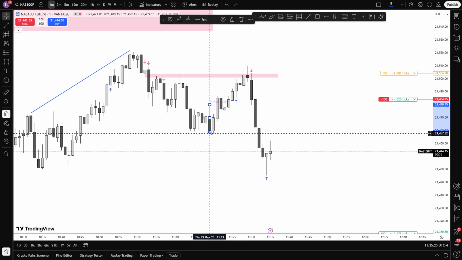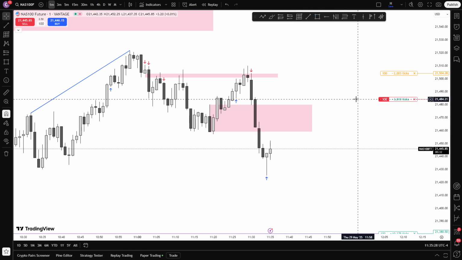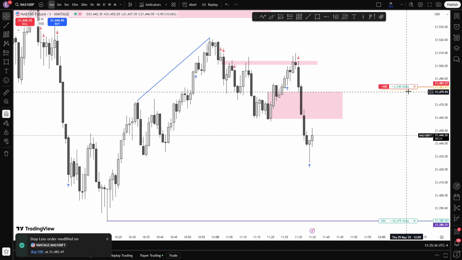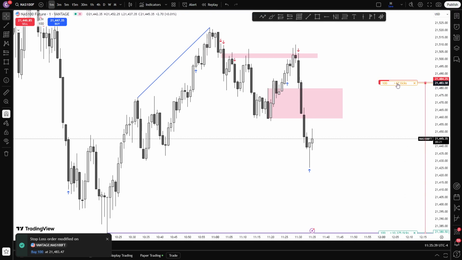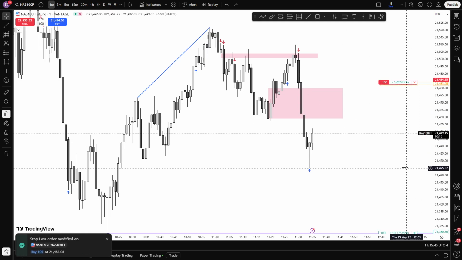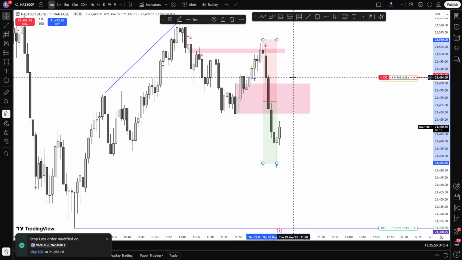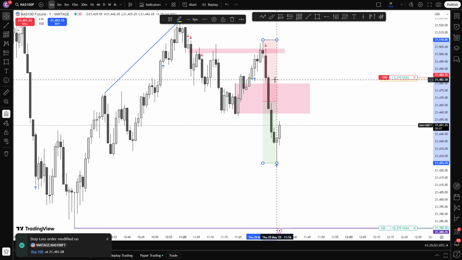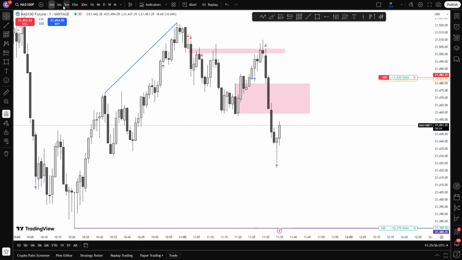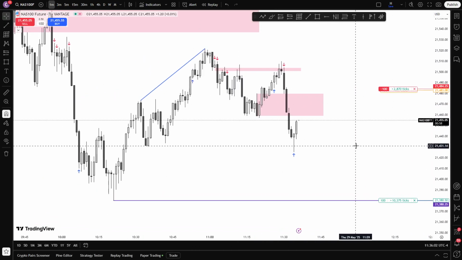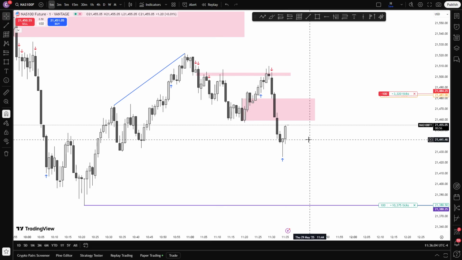Now what else do we have? We have this breaker block. Where's my entry? Above that. So I'm gonna put it to break even, already took my partials, so this is a good trade right here. Now let's have a look. Premium discount. Good trade. Alright, let's see how this plays out.